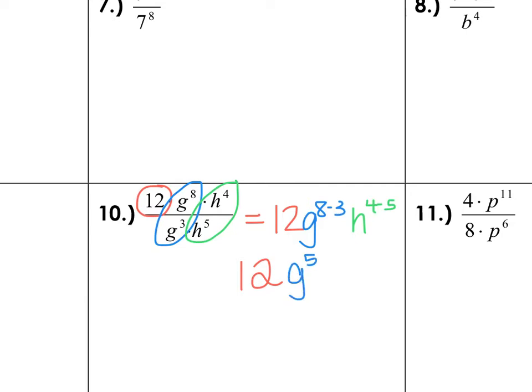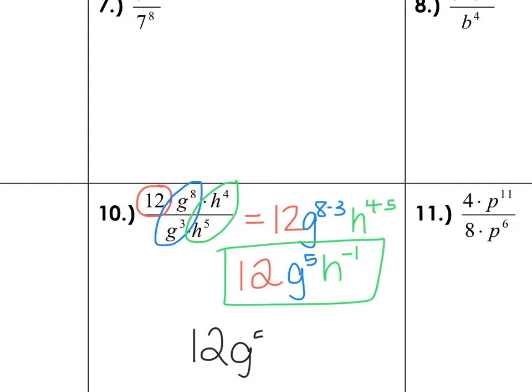8 minus 3 is 5, so we get 12g to the 5th. And then 4 minus 5 is negative 1. So you can leave your answer like this, but we prefer positive exponents. So we can write this as 12g to the 5th and then 1 over h to the 1st.